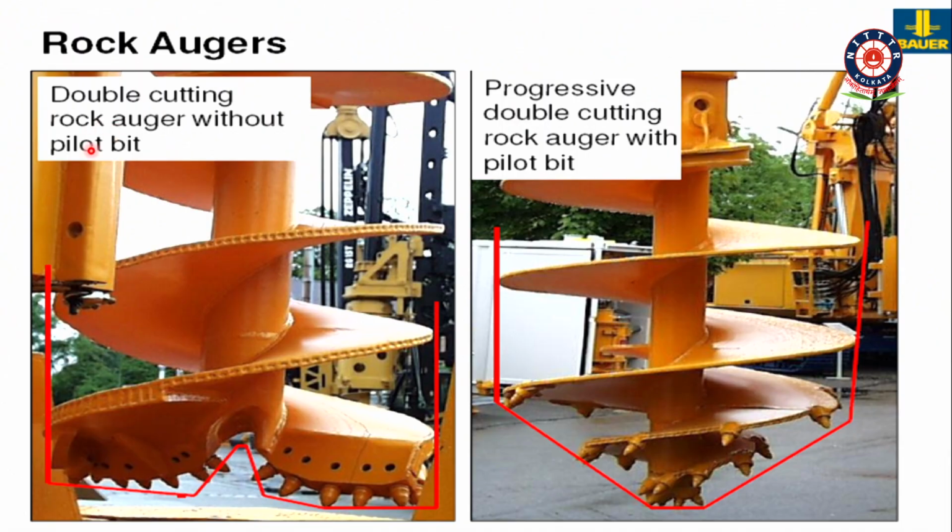Then one more auger to cut the rock, that is the double cutting rock auger without pilot bit. You can see the teeth of this auger. You can see it is on two sides, and when you are drilling it will go deeper and deeper. This is a progressive double cutting rock auger with a pilot bit.